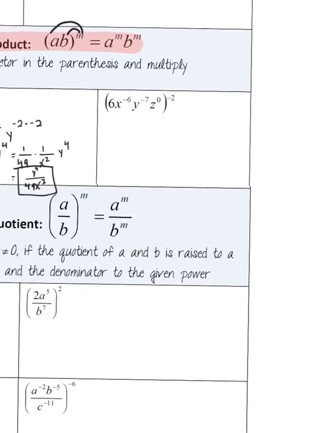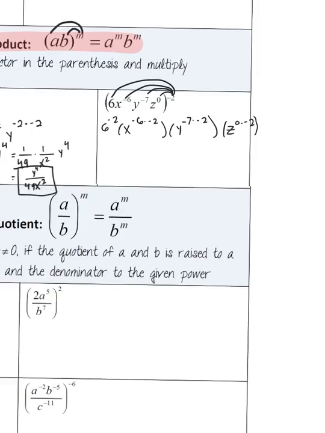Okay, next one. Same thing. I'm going to distribute that negative 2 into each of our pieces. So you're going to have 6 to the negative 2, x to the negative 6 times negative 2, y to the negative 7 times negative 2, and z to the 0 times negative 2.